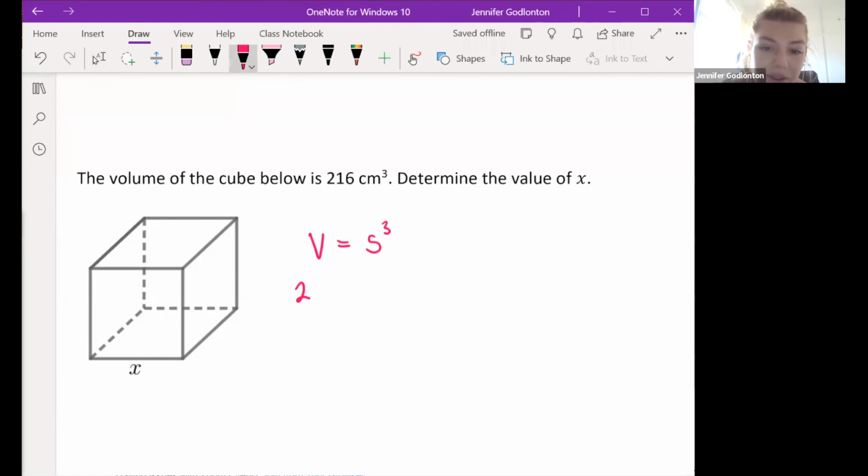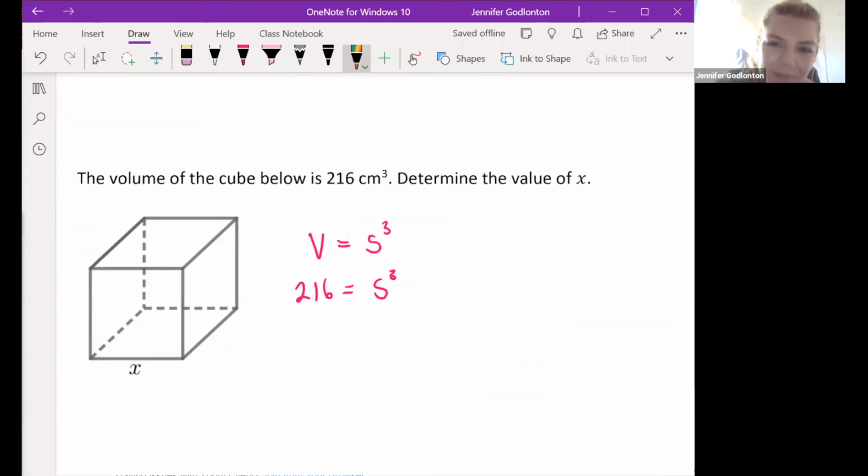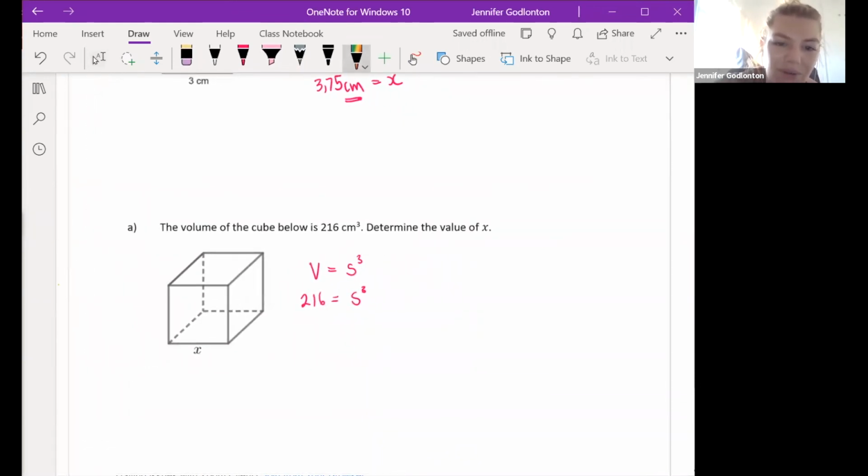So my volume is 216. And yes, that's equal to side cubed. Okay, so what did you do from here? From there, ma'am, I switched the sides around, and then I cube rooted s cubed to get the s alone, and then I cube rooted 216 centimeters cubed to get 6 centimeters. Perfect. Okay, so we are going to cube root both sides because the one is being cubed. And so we're going to see that our s is going to equal 6 centimeters. Perfect. Well done.